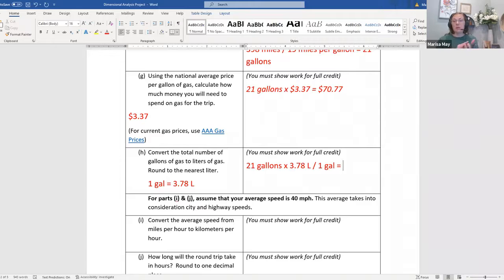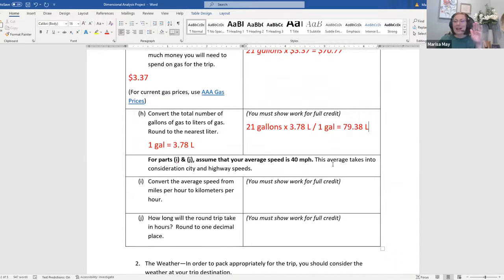I'm going to put that in my old calculator. 21 times 3.78, and I'm going to need 79.38 gallons. Oh, sorry, 79.38 liters, my mistake here.